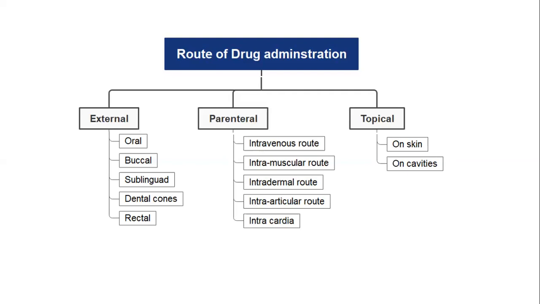So if you attend the full series of lectures which I am going to do, then you will learn a lot about routes of drug administration. Enteral routes: oral route, buccal route, sublingual route, dental cones, and rectal. So I think next one is parenteral route. I think there is a spelling mistake, so please correct it. That is enteral route, not external route. It is enteral route. Parenteral route is intravenous route, intramuscular route, intradermal route, intra-articular route, intra-arterial route, intracardiac route. Then topical is on skin and cavities.